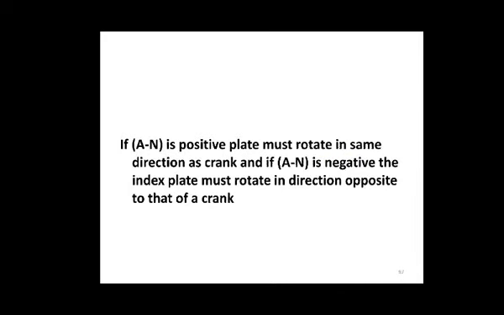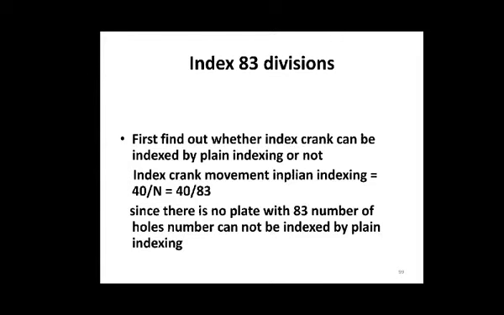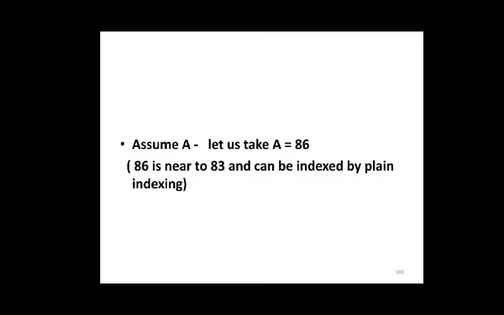Okay, now let us see directly the example: index 83 divisions. So first find out whether the index crank can be indexed by plain indexing or not. So the formula is 40 upon N. Since there is no plate with 83 holes, it cannot be indexed by plain indexing. Now, as A is approximately 80, let us take A as 86. So 86 is near to 83 and can be indexed by plain indexing.